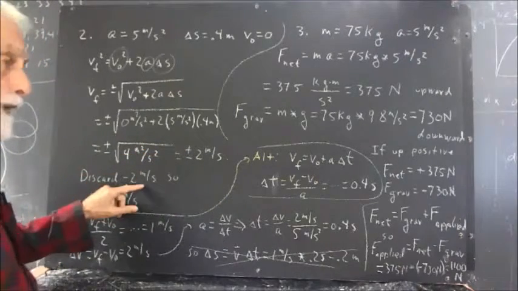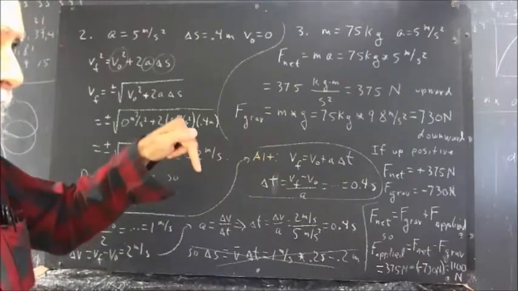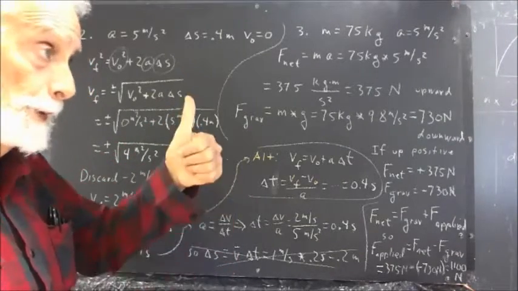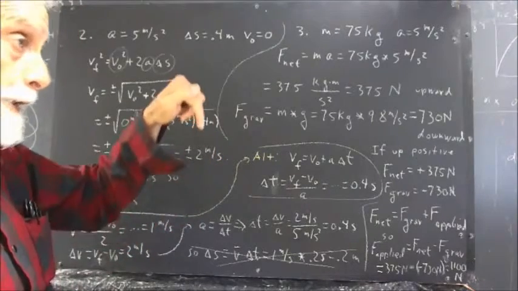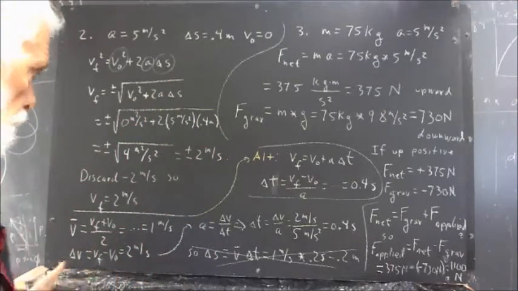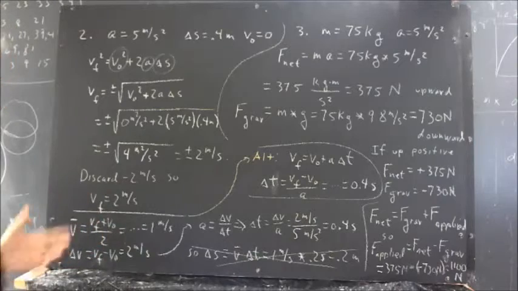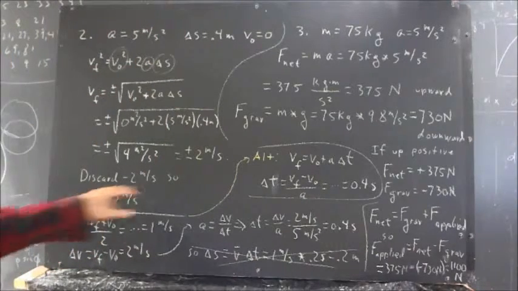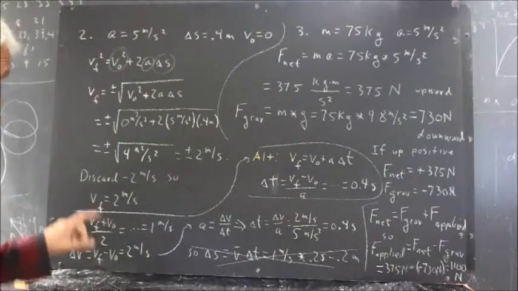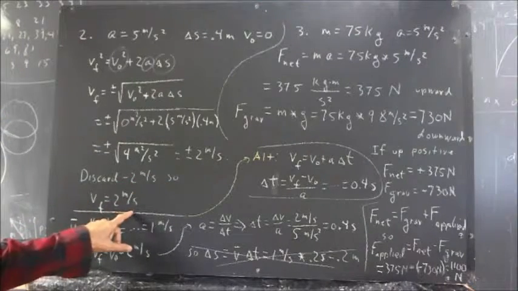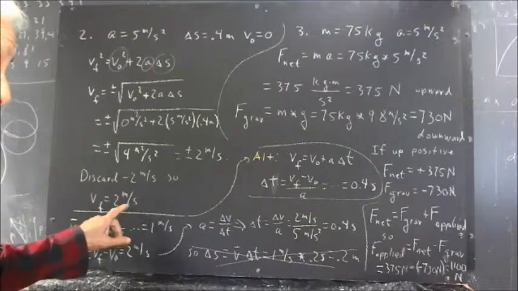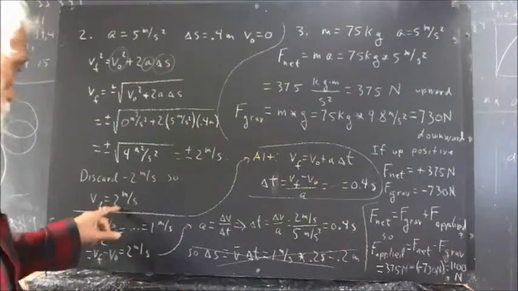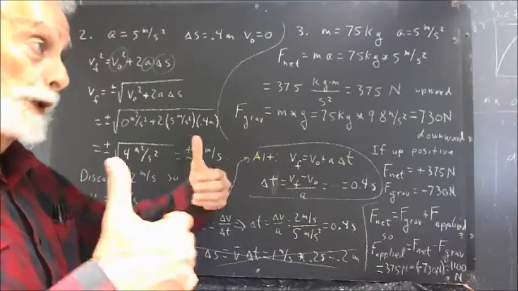We discard the negative quantity because obviously in this situation nothing is moving down. If we assume up to be the positive direction, then no negative solution is going to have any validity, at least not on this interval. So we discard the irrelevant solution, but we use the other solution, VF equals plus 2 meters per second. So we conclude that I attain a velocity of 2 meters per second.